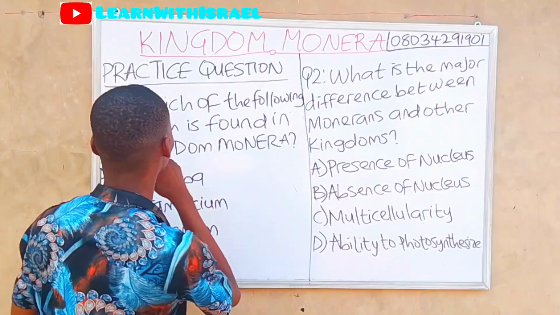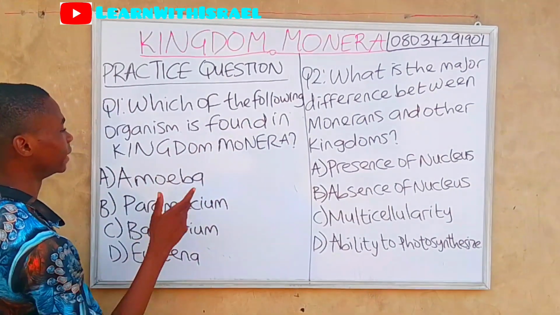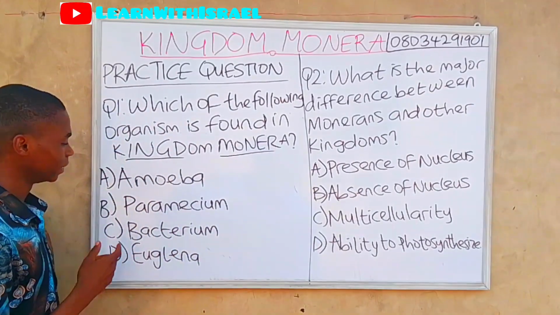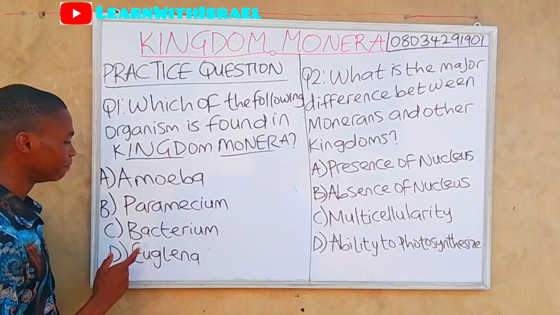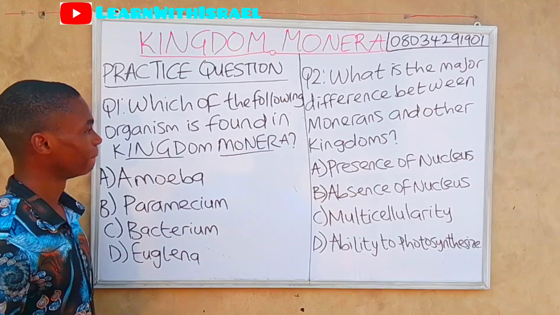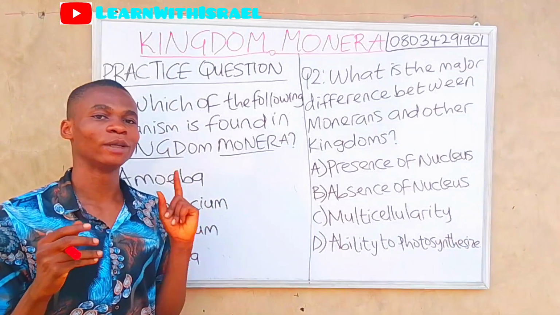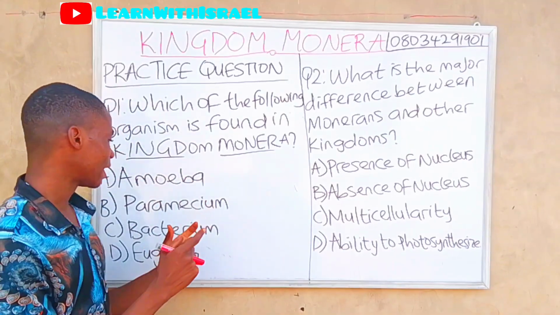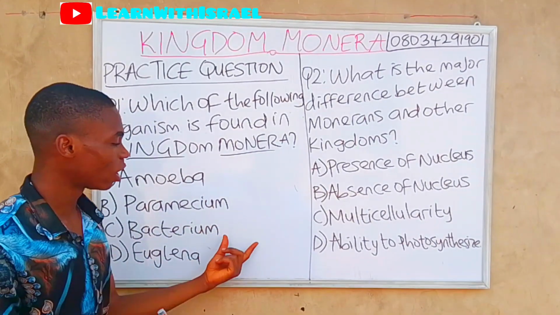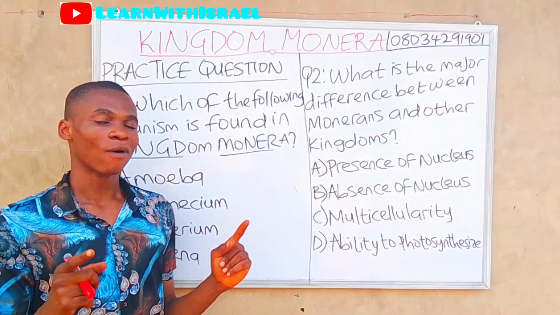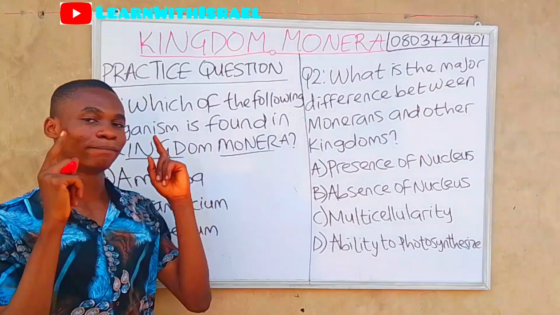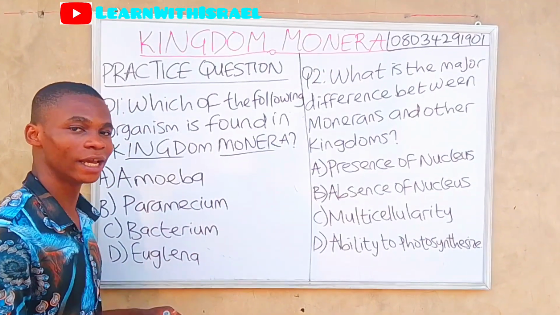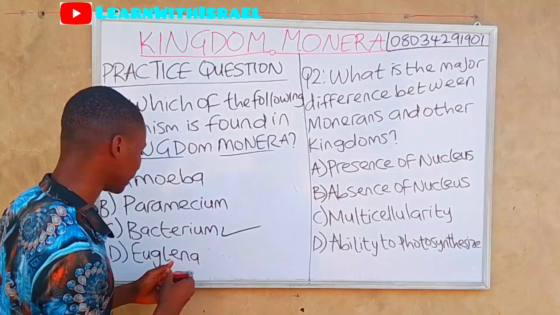Practice question. Question 1. Which of the following organisms is found in Kingdom Monera? A. Amoeba, B. Paramecium, C. Bacterium, D. Euglena. According to the examples we listed, blue-green algae and bacteria. So the correct answer here is bacterium. Bacterium is the singular form of bacteria, while the plural form of bacterium is bacteria. So don't be confused because it is bacterium that is written here. So bacterium is the appropriate answer.